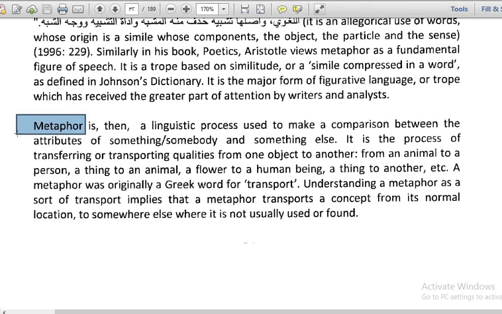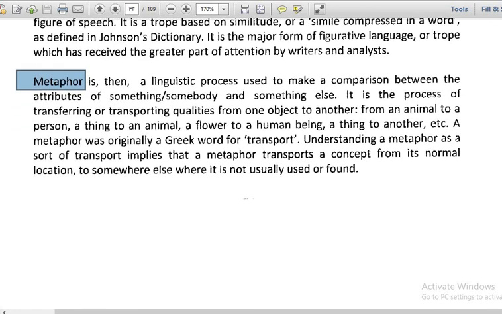A metaphor was originally a Greek word for transport. Understanding a metaphor as a sort of transport implies that a metaphor transports a concept from its normal location to somewhere else where it's not usually used or found.